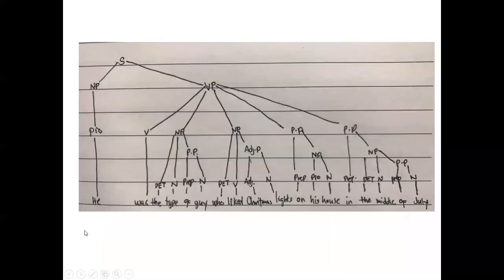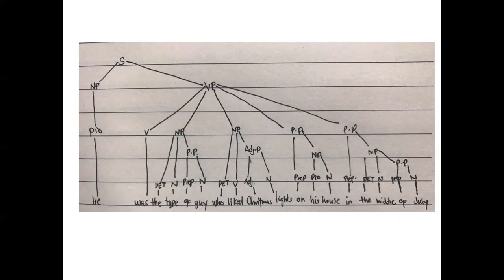Next, this is "He was the type of guy who liked Christmas lights on his house in the middle of July." So this is a complex one, but as you can see, it is very simple when we try to dissect each phrase because how we pause in our reading is actually the phrases when we structure it. For example, he was the type of guy. So it has a thought already. He was the type of guy, but what?